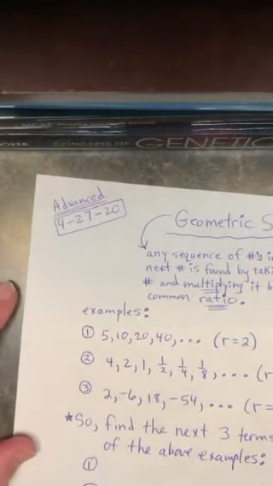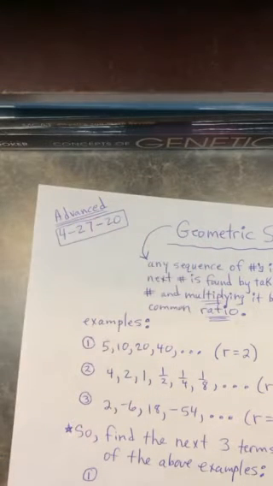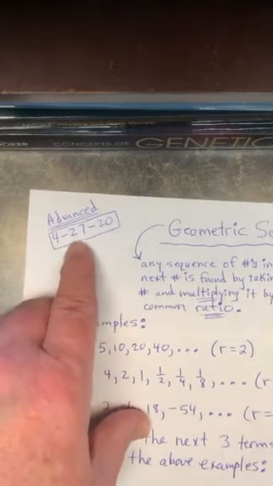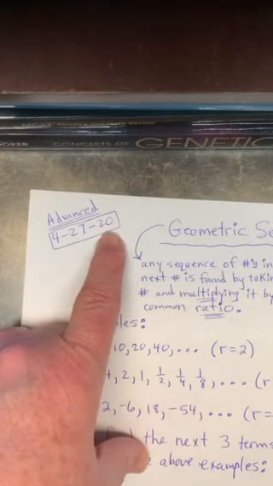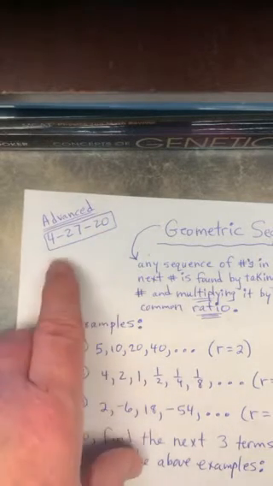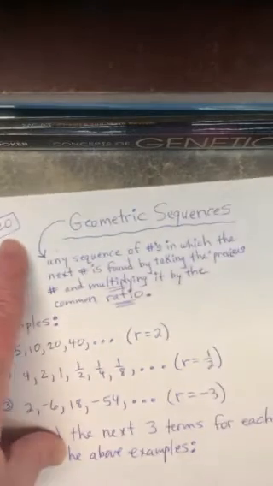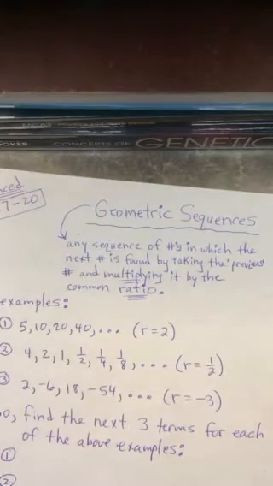Okay, guys, we are in Advanced Math Trig. If you are in honors and you have class mods 2, 3, and 4, you are putting 4-27-20 in the top left corner of your paper. So, hope you had a great weekend. It is Monday, April 27th, 2020. The title is Geometric Sequences.